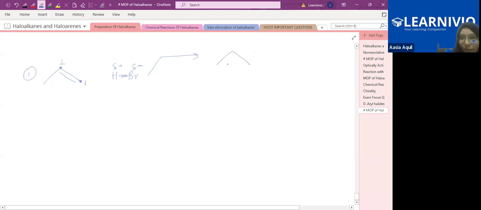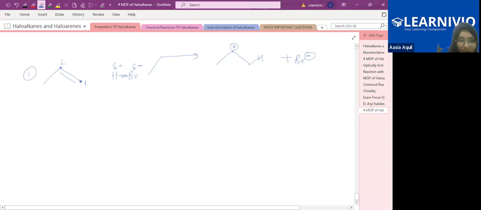But before attaching the bromine on the second position, the carbocation will be formed. Carbocation will be formed, with a positive charge over here, and hydrogen will attach on this position, plus Br minus. So what happens over here? Because this bromine is more electronegative, it pulls all the electrons towards itself. It attains a partially negative charge, and this hydrogen attains a partial positive charge.